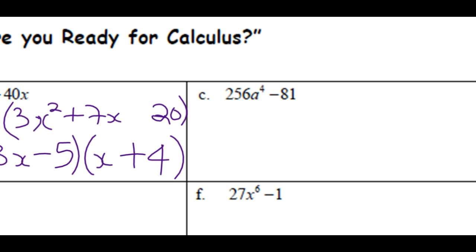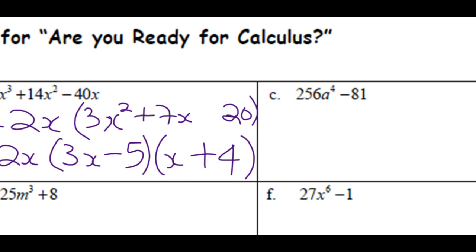256a to the 4th minus 81. What's this called? Difference of squares, right? So they both have square roots. What's the square root of 256a to the 4th? 16a squared. What's the square root of 81? 9. Okay, so we know it's a plus b, a minus b, right? That it's of that form.